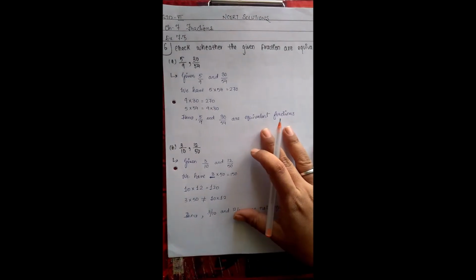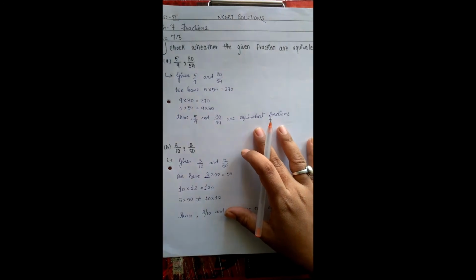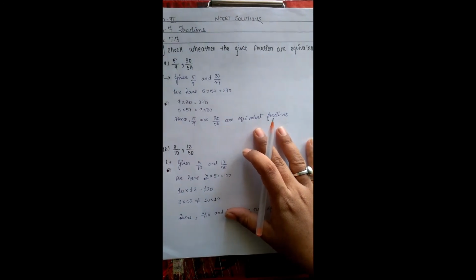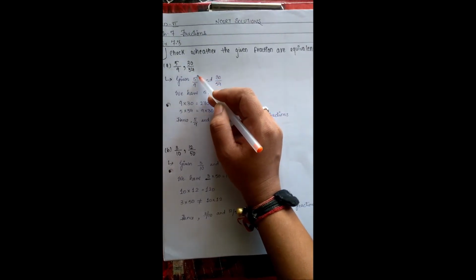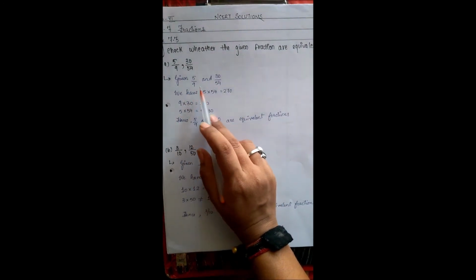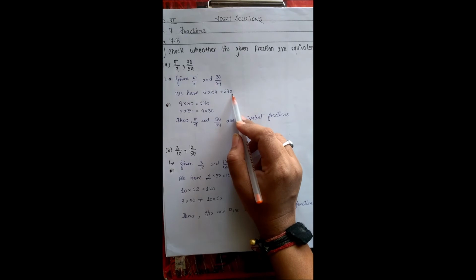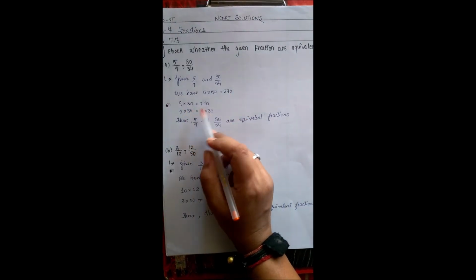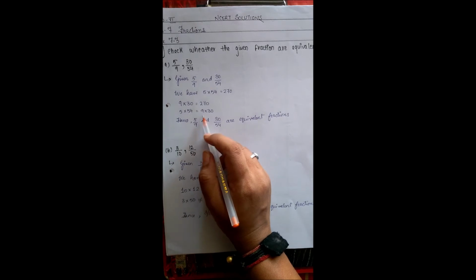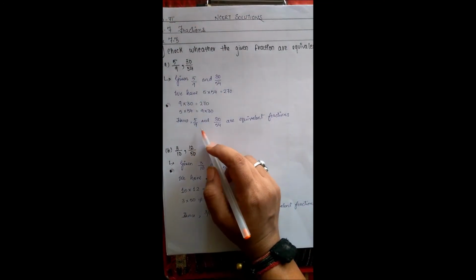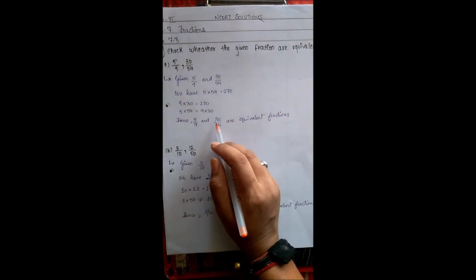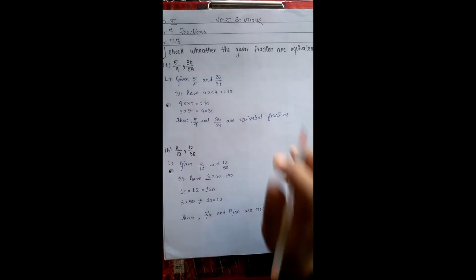Now moving to next question, question 6. Check whether the given fractions are equivalent. In that, the first question is 5 upon 9 and 30 upon 54. So 5 into 54 is 270. 9 into 30 is 270. So 5 into 54 equals 9 into 30. We will cross multiply. So 5 upon 9 and 30 upon 54 are equivalent fractions.